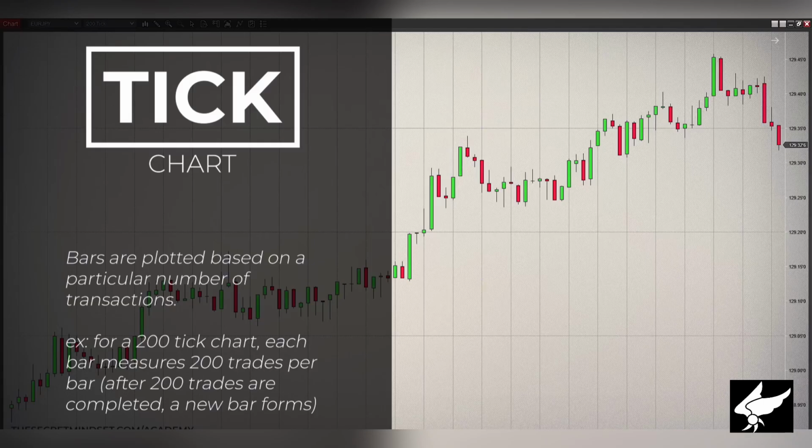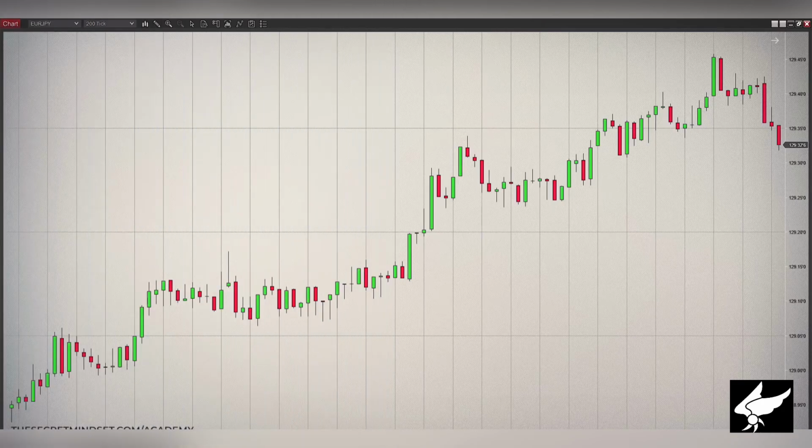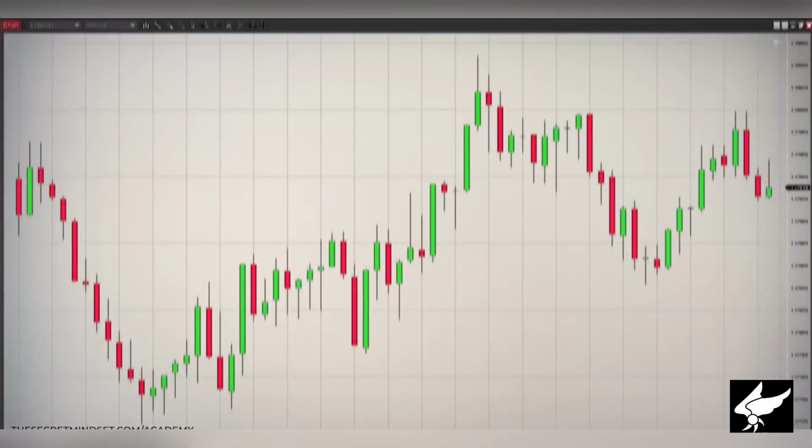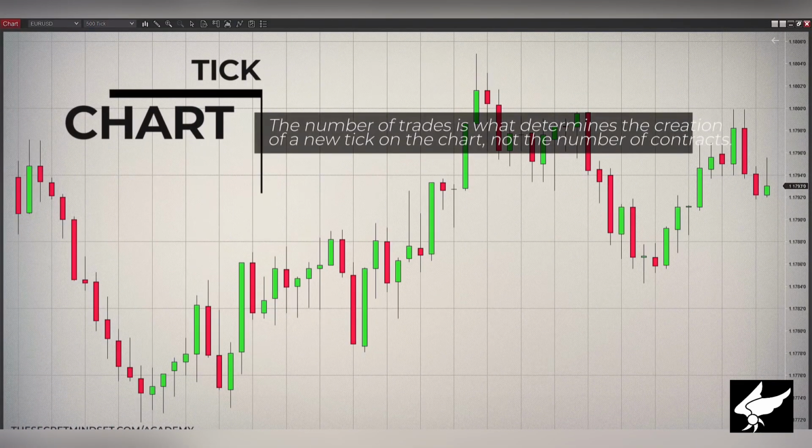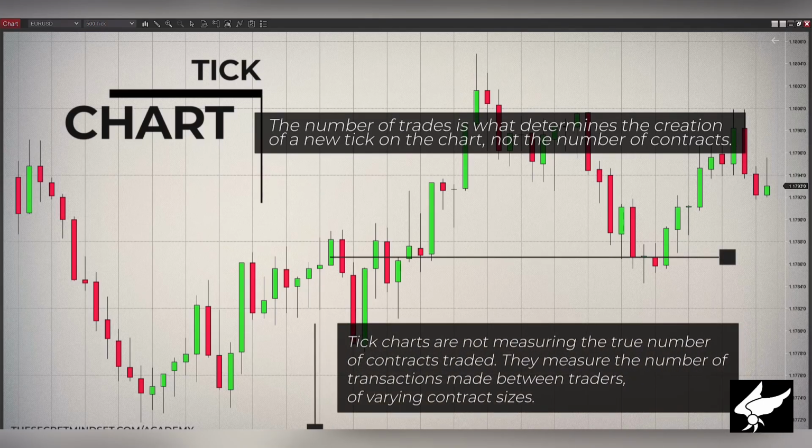For example, if we have a 200 tick chart, each bar measures 200 trades per bar. After 200 trades are completed, a new bar plots. Now, very important, a single transaction could include one contract or 50 contracts, for example. The number of trades is what determines the creation of a new tick on the chart, not the number of contracts. This is a very common confusion with tick charts. So, tick charts are not measuring the true number of contracts traded, it's actually the number of transactions made between traders of varying contract sizes.